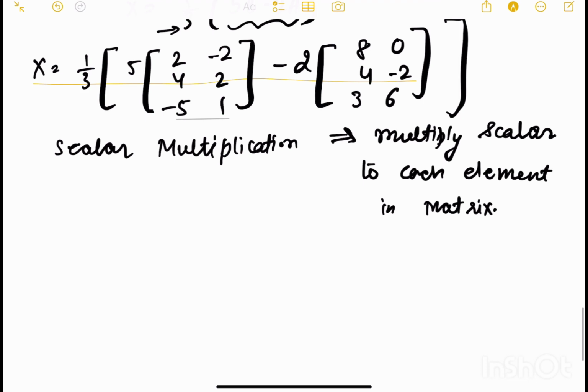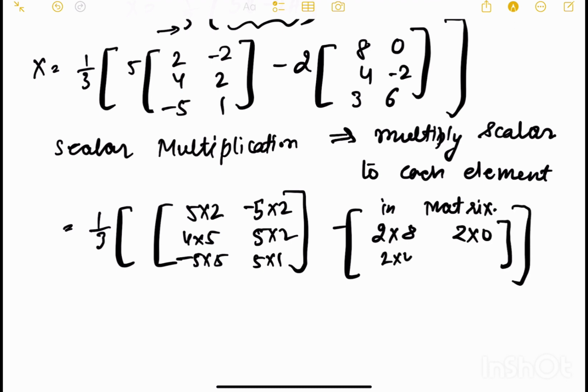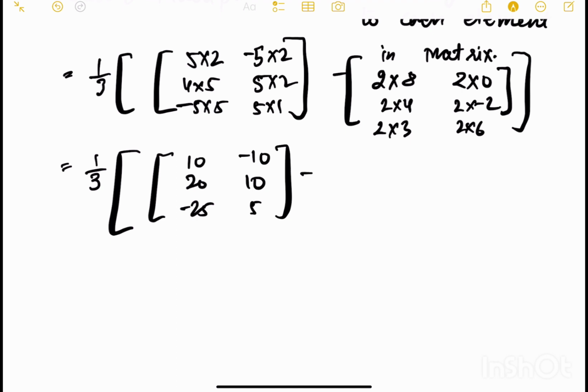I hope the previous lecture is clear to you. So I will just multiply it down. 5 into 2, 4 into 5, 5 into 2, minus 5 into 5, 5 into 1. And in here, we will just multiply by 2 because the scalar given to us is 2. This will be 10, this will be minus 10, this will be 20, this will be 10, this will be minus 25, this will be 5, this will be 16, and this will be my 0.